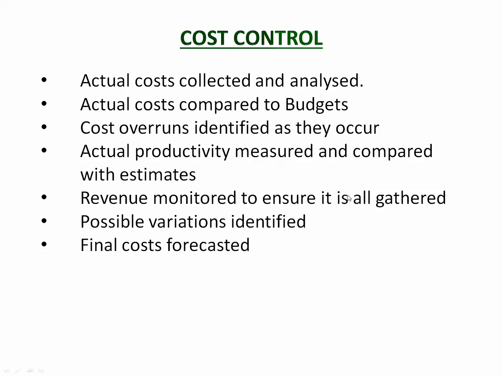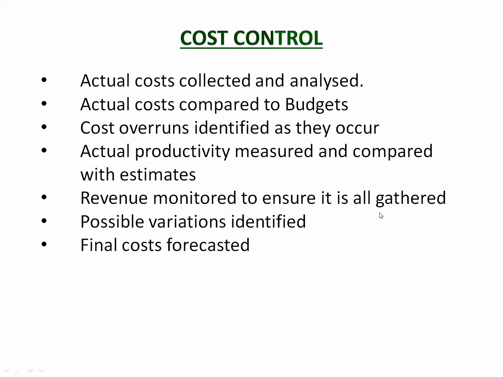Actual productivity is measured and compared with estimates. So you thought that you were going to be laying 100 meters of road. If you're only laying 80 meters of road, that's a problem. You've got to find out why. If you're laying 120 meters of road, well, that's great. You still want to find out why, because you want to do it again.